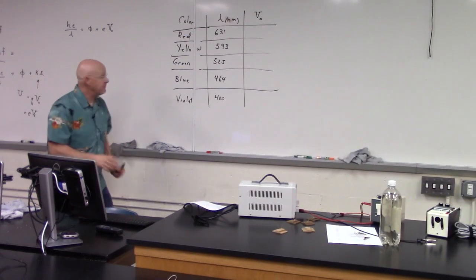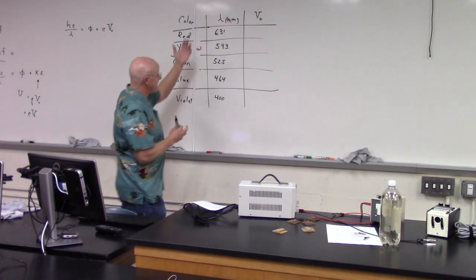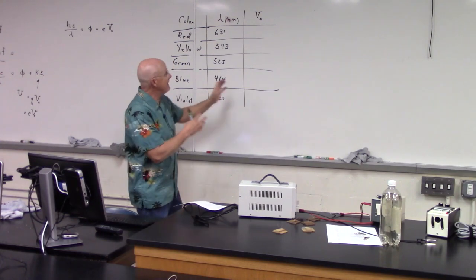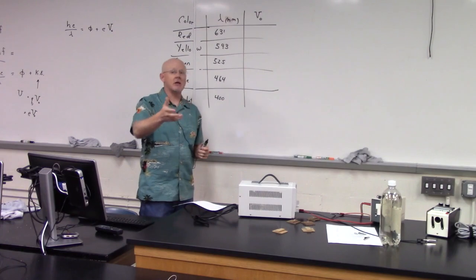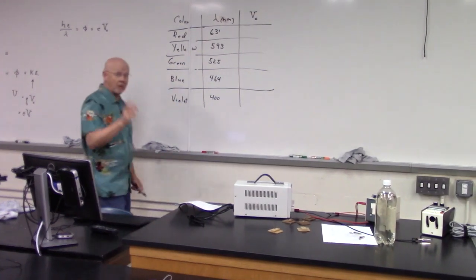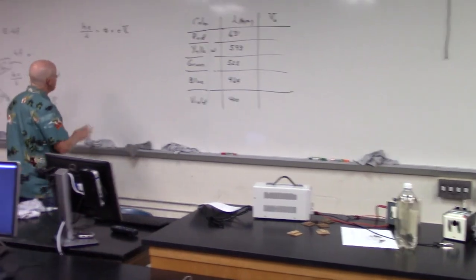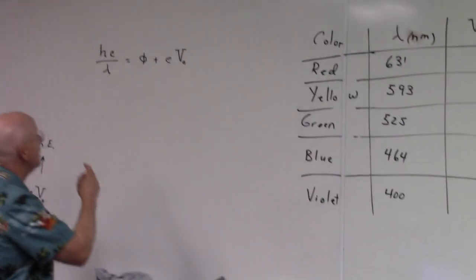So I'll say it again. These are the 5 different colors. These are the 5 different wavelengths. We're going to then measure the stopping voltage, because remember, the stopping voltage is telling me the kinetic energy. But watch this equation here for a moment. Let me rearrange this equation.